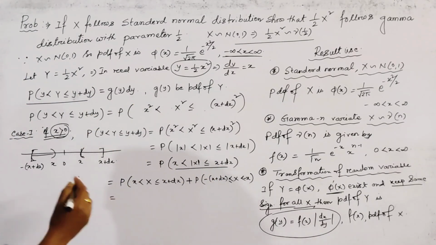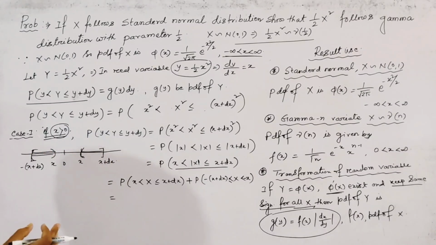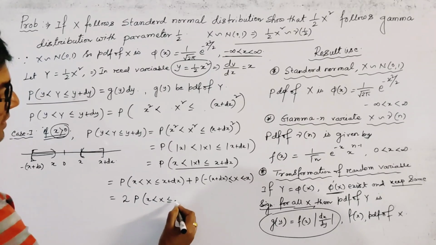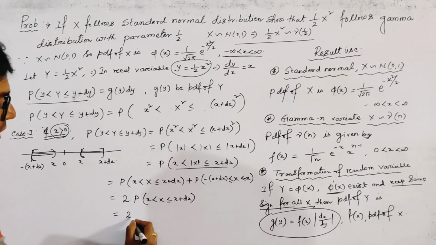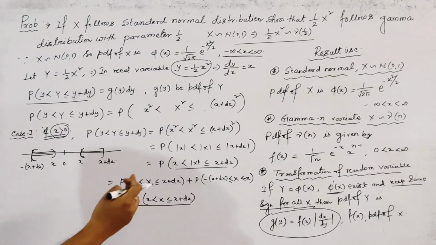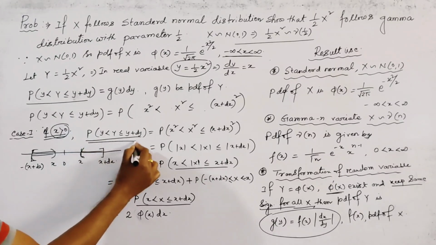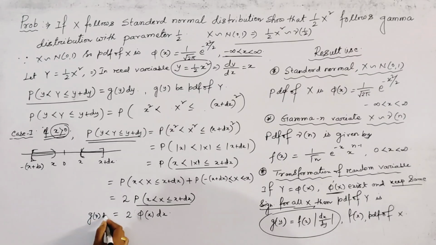Now, due to the symmetry of the real line, these two events are symmetric, so the probabilities of these two events are the same. So we write this relation as 2 times the probability of x less than capital X less than or equal to x plus dx. This is the definition of the PDF of X, which we let be phi of x, given by phi of x into dx. So we write the left hand side definition. What is the left hand side definition? This is given by g of y dy.